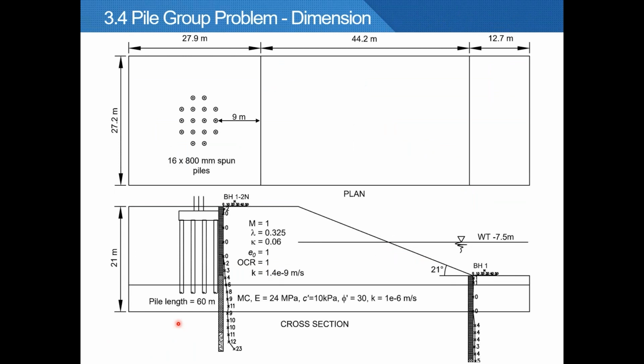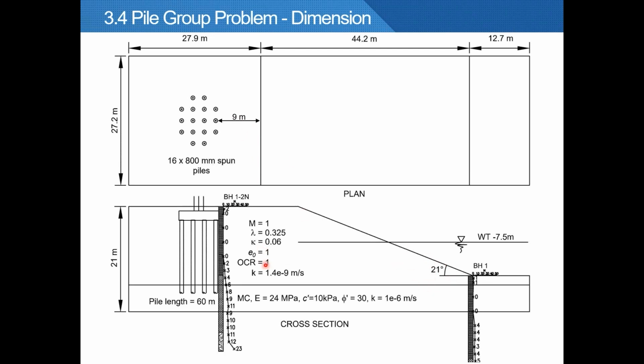Now, we do the 3D analysis for the pile group problems at the riverbank. There are 16 piles for this pile group. The pile diameter is 800 mm, close-ended. The piles were driven to set at about 60 meters. The distance from the pile to the crest of the slope is 9 meters. The slope is 21 degrees in gradient.